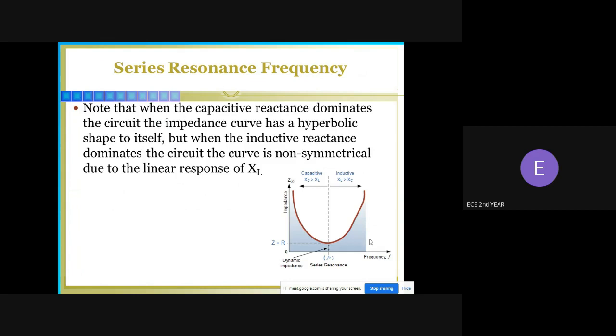So here we can see this dynamic impedance, that is impedance Z versus frequency f. So it is an intersection curve, where Z equal to R. At the resonance condition both reactances get cancelled, so the circuit has only the minimum resistance value, that is Z equal to R. So we can tell that below the resonance frequency the series circuit will act as a capacitor, and above the resonance frequency the series circuit will behave as inductive in nature.